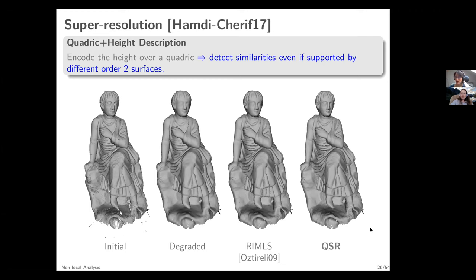And that's due to the fact that it encodes not only local information, but it tries to find similar areas on the shape and takes this information into account for the analysis. So it's doing more than just interpolation. That's why it works better. It's because it's doing something more than just interpolation.